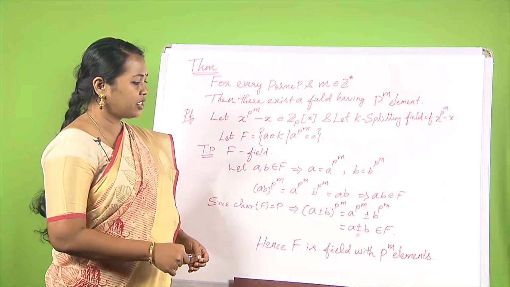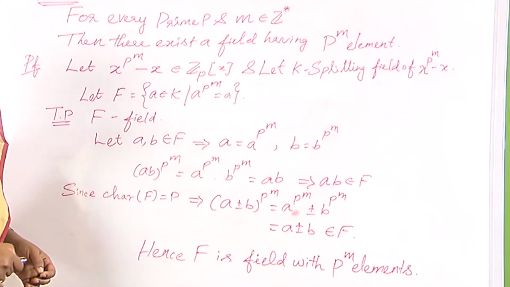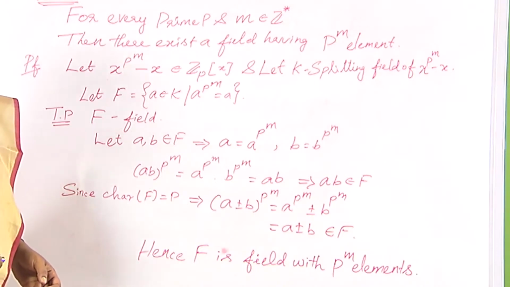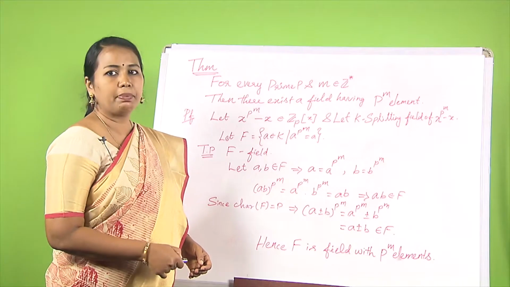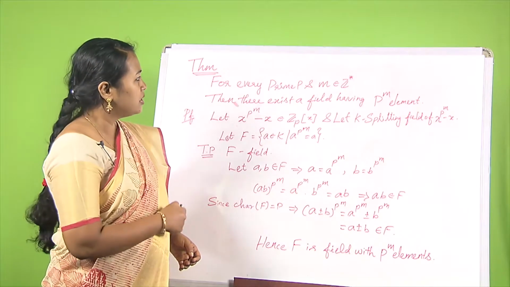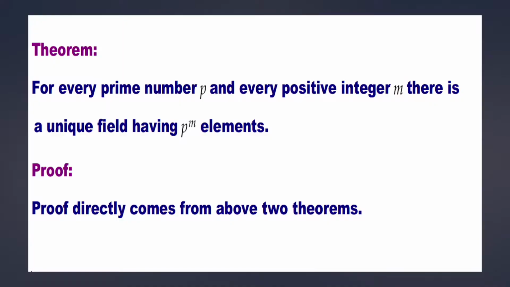So, both addition and subtraction, in both ways the closure holds, and therefore, we have proved the closure property, and hence F is a subfield of K, which implies that obviously F is a field with p power m elements. Therefore, we have now proved the result. Let us see the next theorem.